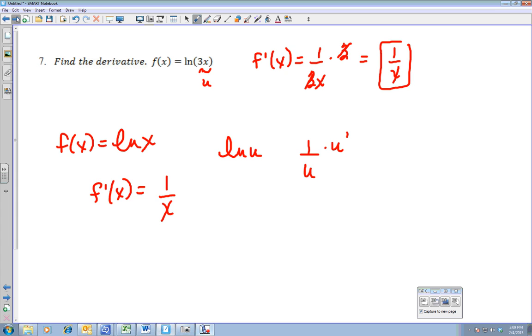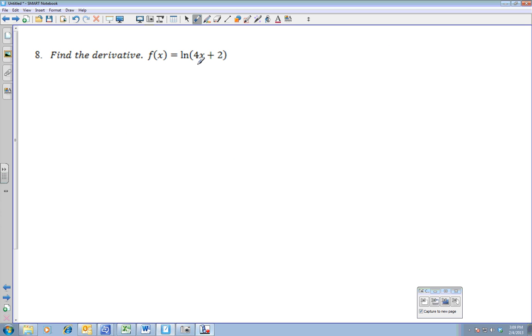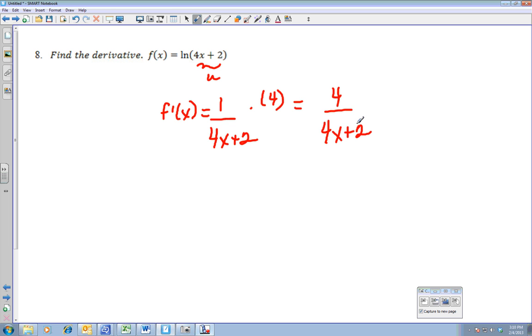So let's look at number 8. Find the derivative of natural log of 4x plus 2. This is my u. So f prime of x equals 1 over my u times the derivative of my u. So the derivative of 4x plus 2 is 4. Now, the back of the book will probably simplify this. Do you see that at the bottom I can factor out a 2? And then these will cancel. This becomes a 2, this becomes a 1. So I have 2 over 2x plus 1.